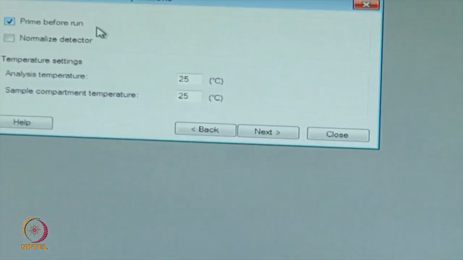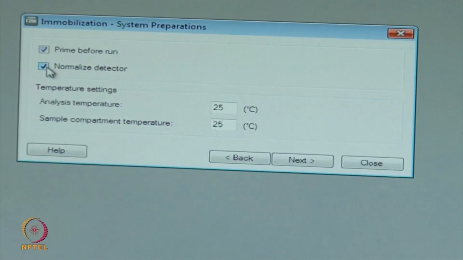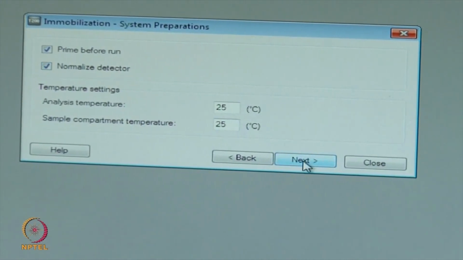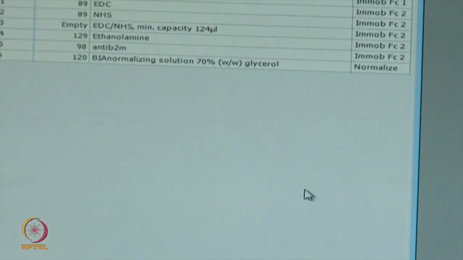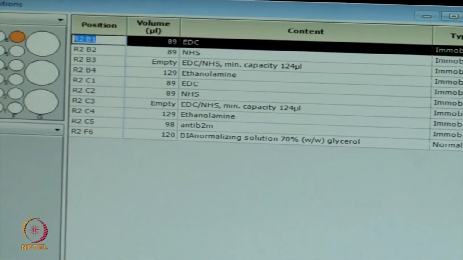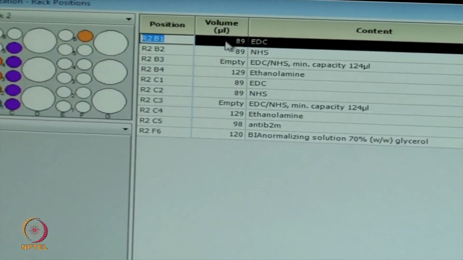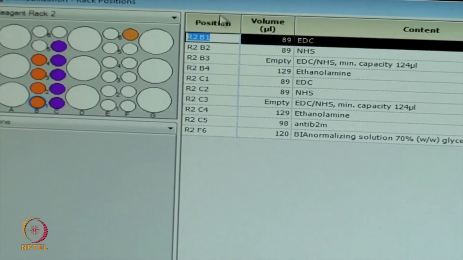Prime before run, normalize detector, say next, and the rack positions are displayed with the number of vials and the volumes and the positions here.